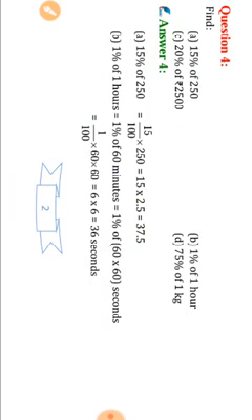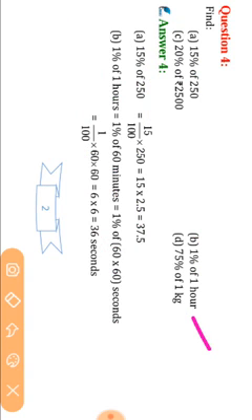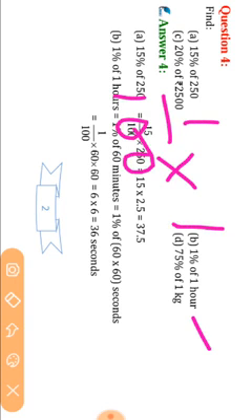In the same way, 1% of 1 hour: 1% means 1 by 100, into 1 hour. 1 hour means 60 minutes. You can convert it into seconds also. So for 1 hour it is 1 by 100, that is 0.01 hour. Or if you convert to 60 minutes and 60 seconds, 60 into 60 is 3600, like that also you can do.